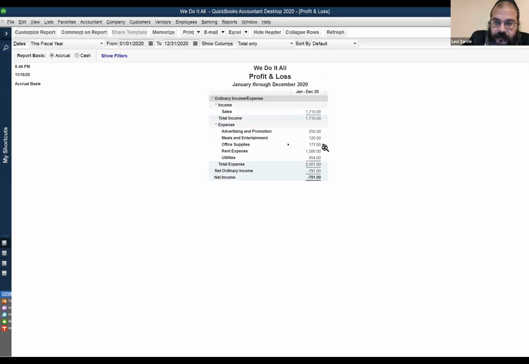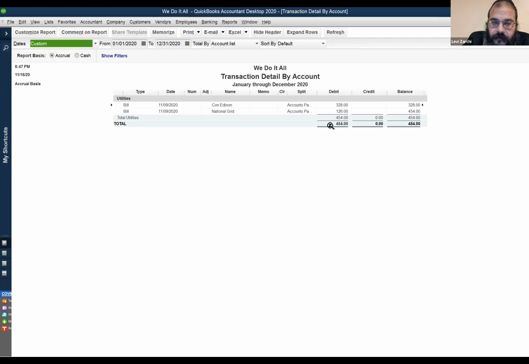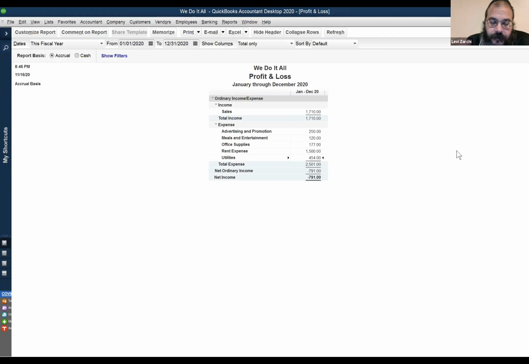Office supplies, $177. That was paper, that was rent. Utilities combined several things, $454. Let's see. 328 and 126. Okay. Now, in truth, we had more expenses than $2,501. Right? We couldn't run our company just on $2,500.